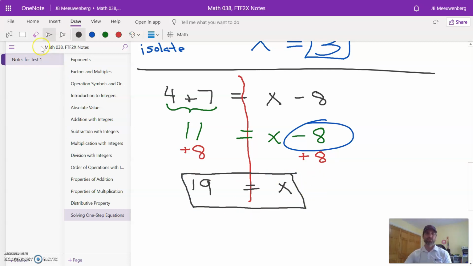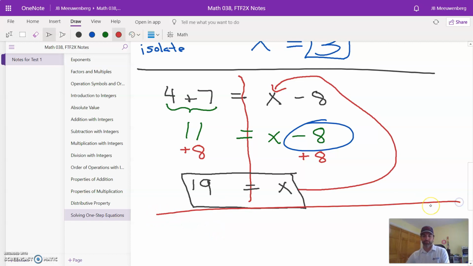That's the great thing about solving equations. You can always go back and say, hey, is this actually true? Is 4 plus 7 equal to 19 minus 8? Well, yeah, it sure is. Let's do another one.